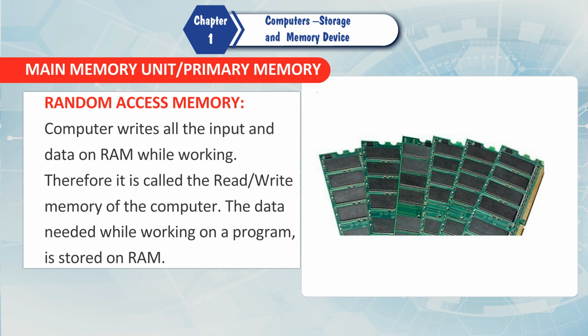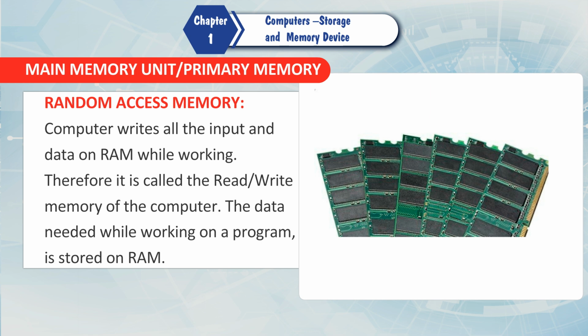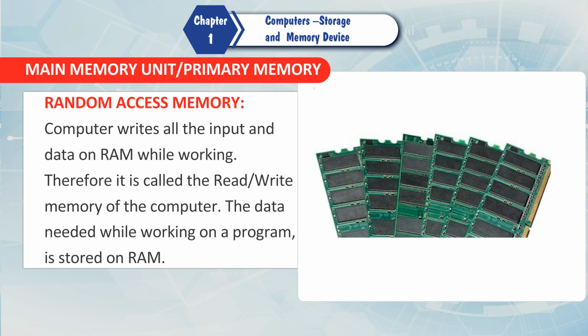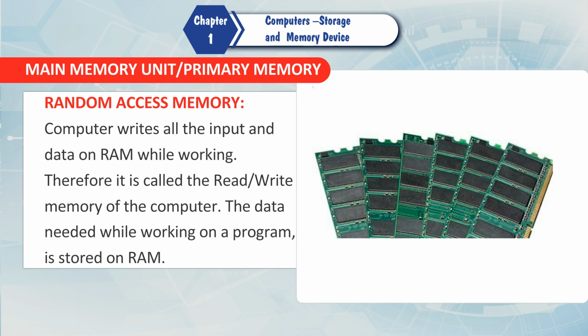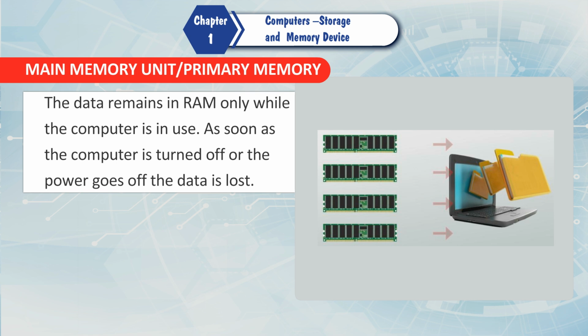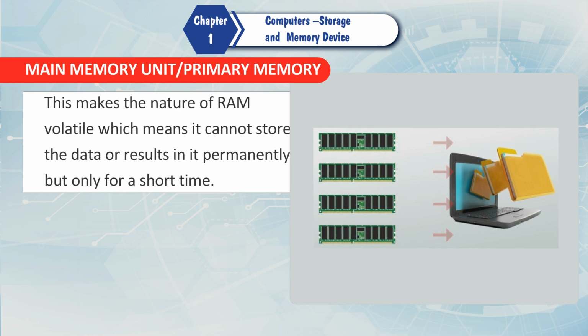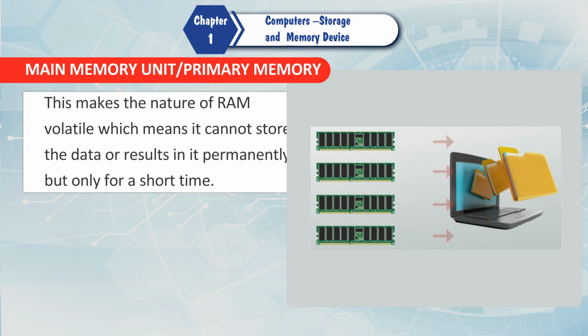Random access memory. Computer writes all the input and data on RAM while working. Therefore, it is called the read-write memory of the computer. The data needed while working on a program is stored on RAM. The data remains in RAM only while the computer is in use. As soon as the computer is turned off or the power goes off, the data is lost. This makes the nature of RAM volatile, which means it cannot store the data or results in it permanently, but only for a short time.